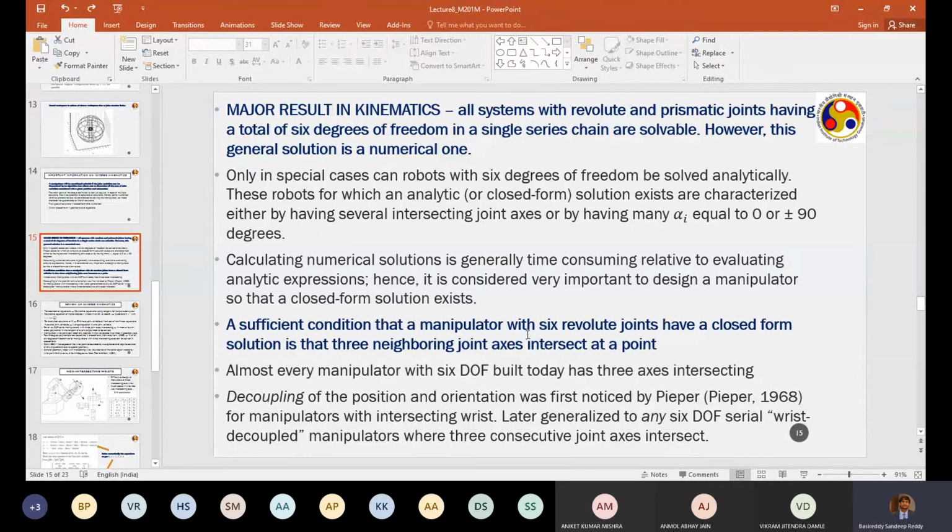One of the major results in kinematics is that all systems with revolute and prismatic joints having a total of 6 degrees of freedom in a single series chain are solvable. So you will always get, for this case, a single series chain with 6 degrees of freedom. They are always solvable. You will always get analytical expressions.